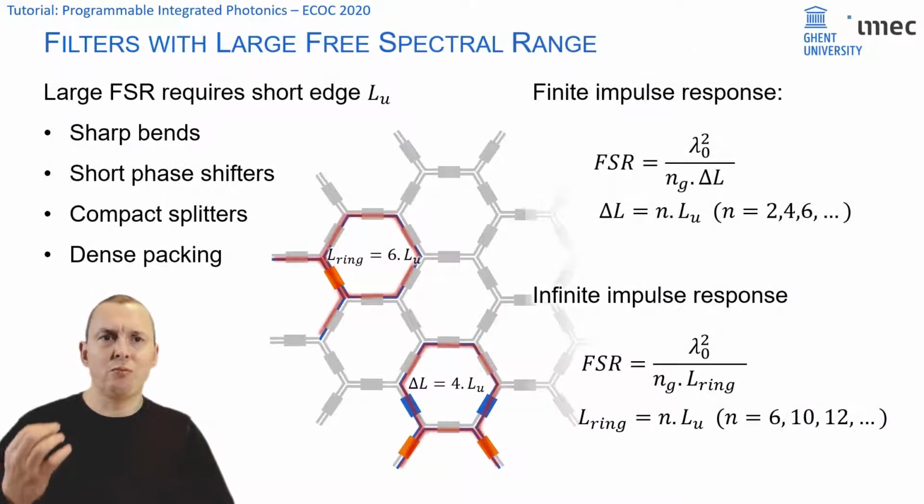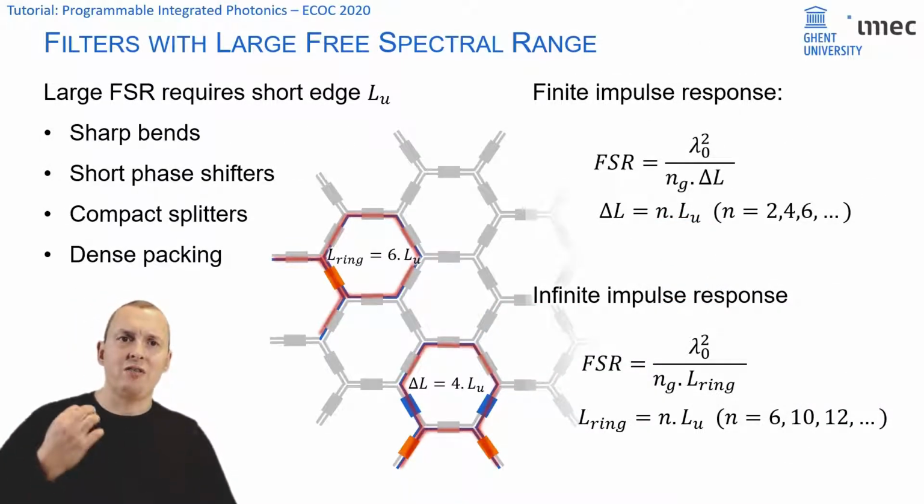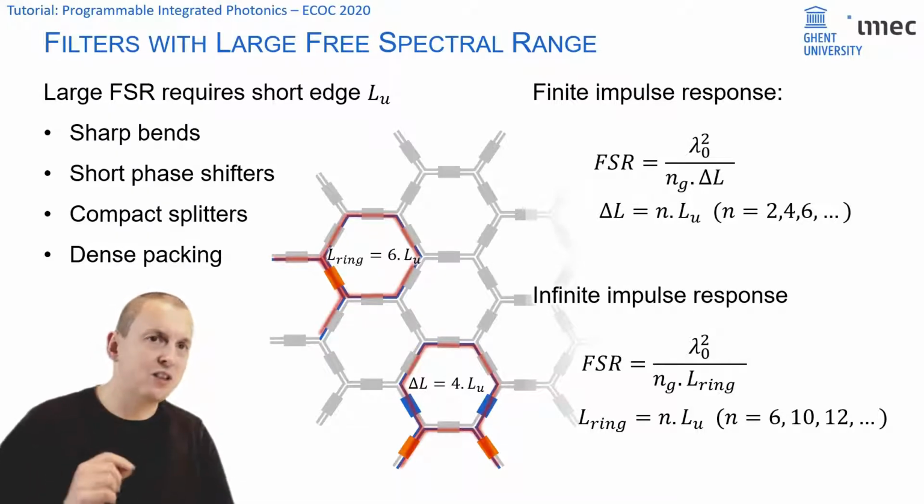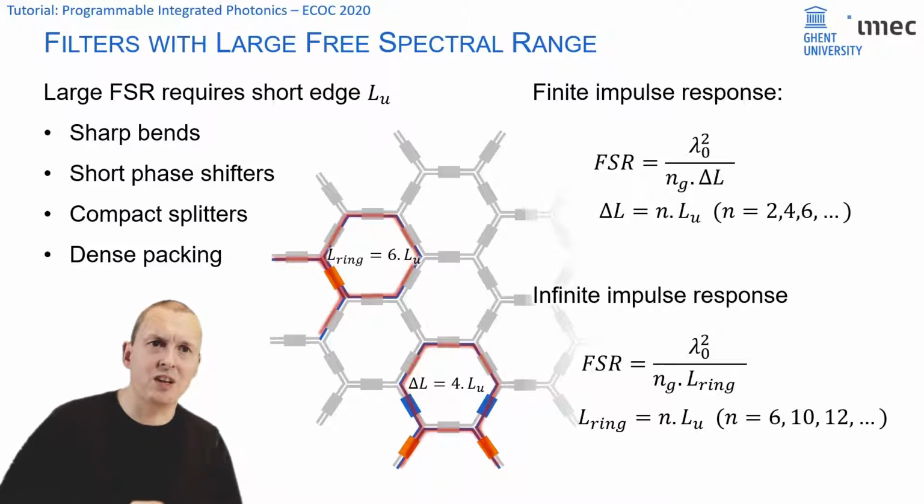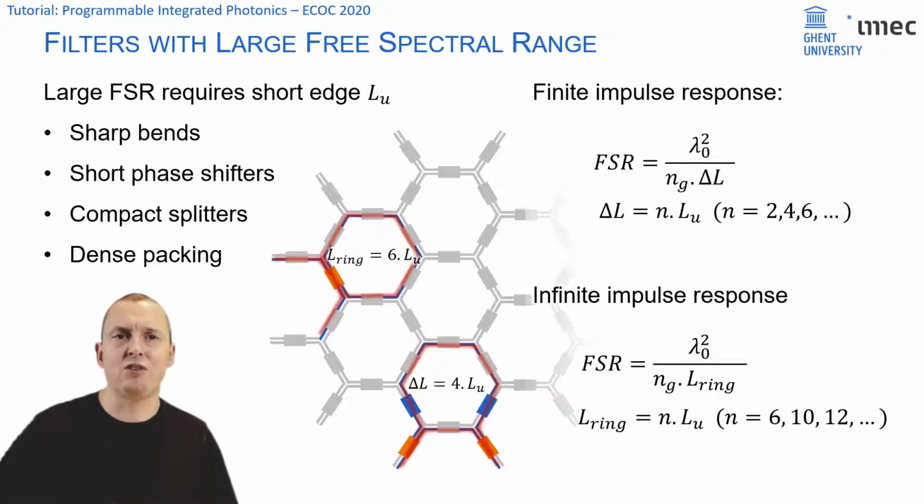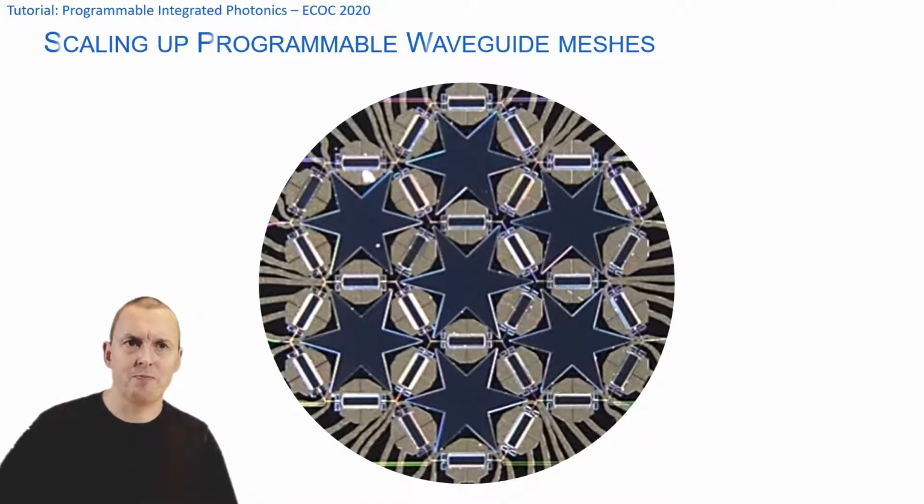So if you want to build filters with a very large free spectral range, that means that you have to make these edges as short as possible. And that requires sharp bends, short phase shifters, compact splitters, dense packing. Essentially all the properties that you find in silicon photonics. And that's why silicon photonics is still the most likely technology to build these recirculating universal circuits.